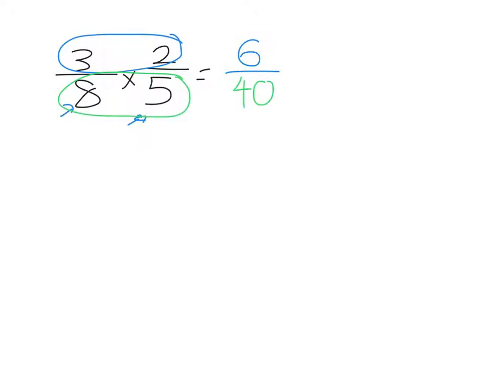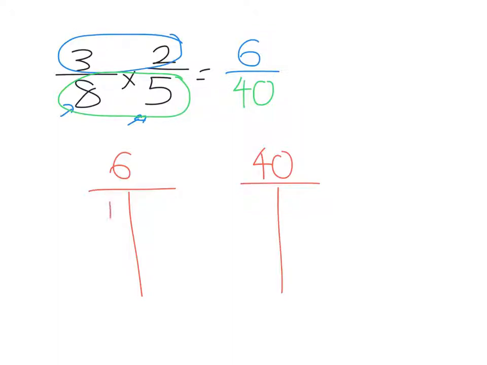Now, I know that my numerator and denominator are both even numbers, because 6 and 40 are even. So I know I have to simplify, but I just don't know what the greatest factor is. So I'm going to write my factors of 6, and I'm going to write my factors of 40. Okay. What times what equals 6?